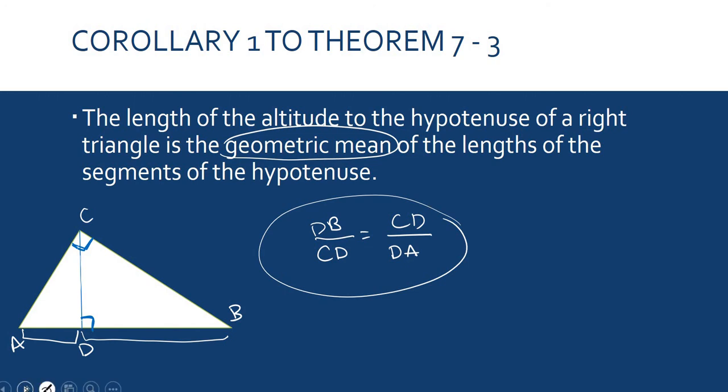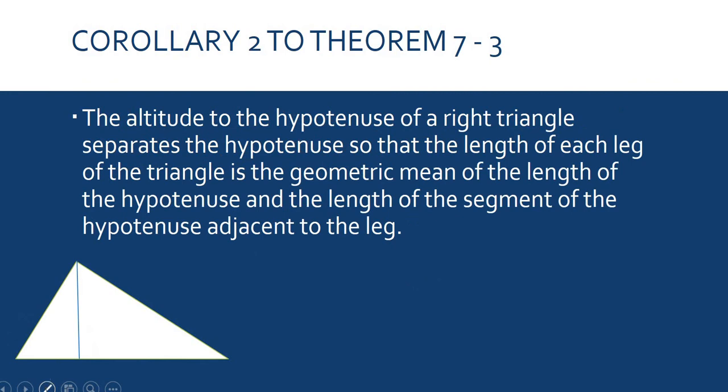Let's put one more corollary up here. Corollary 2 to theorem 7.3, and again we're going to label this triangle the same, ABC. This is my right angle up here and my right angle down here. I know you can't see that because I'm using white. This says that the altitude to the hypotenuse of a right triangle, again CD, separates the hypotenuse so that the length of each leg of the triangle is a geometric mean of the length of the hypotenuse and the length of the segment of the hypotenuse adjacent to the leg. Write that all down and then come back.